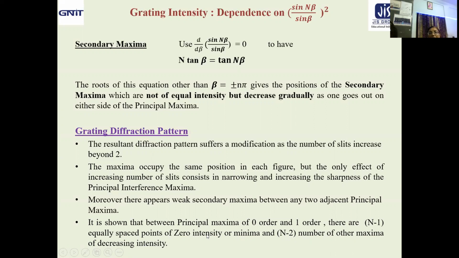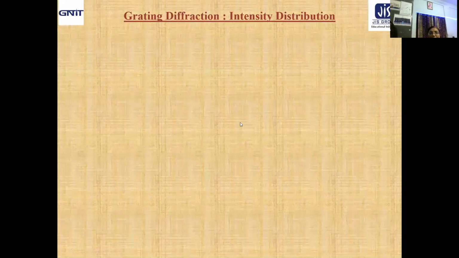Already we have seen the number of minima between the consecutive interference maxima is n minus 1. So what about the number of secondary maxima? Obviously, it will be n minus 2, because it will start after one minima and end before the next minima. Naturally, the number of secondary maxima will be n minus 2. Let us now move to the next slide to look at the diagrams.